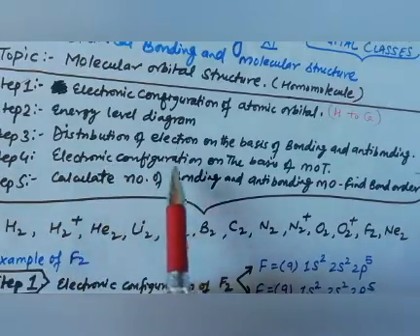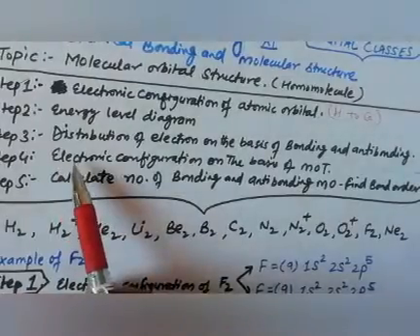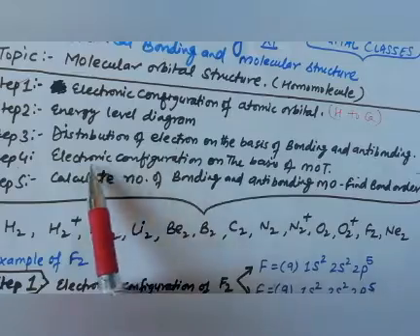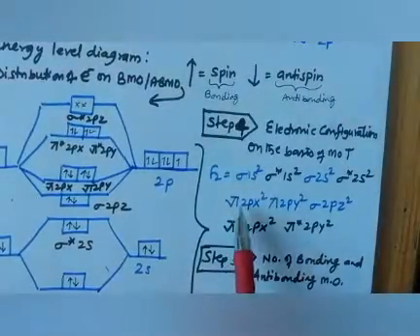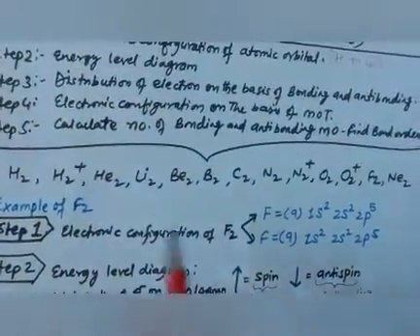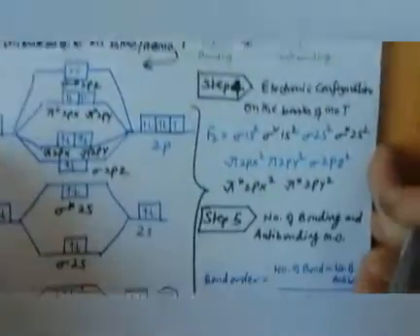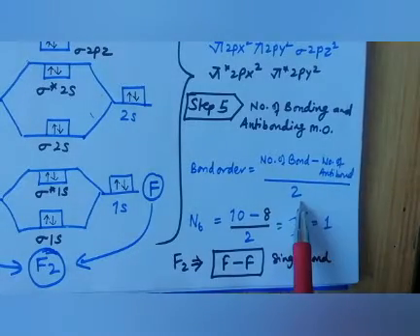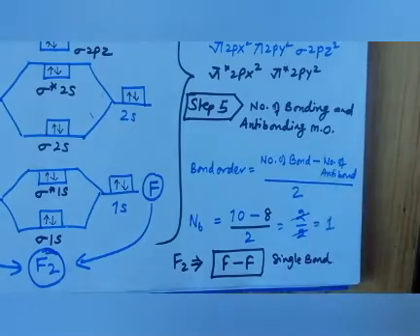Fourth is electronic configuration on the basis of distribution of electrons. We should know that now on the basis of molecular orbital theory we will distribute the electrons, sigma and pi. And fifth is to calculate the number of bonding and anti-bonding electrons to find the bond order. So this is fifth: number of bonding minus number of anti-bonding, divided by 2, on the basis of molecular orbitals. So we can find the bond order.